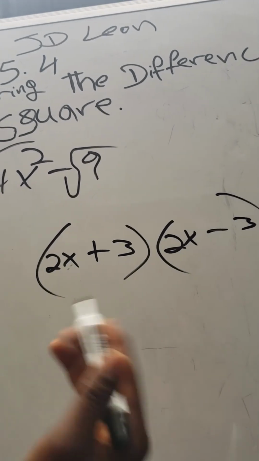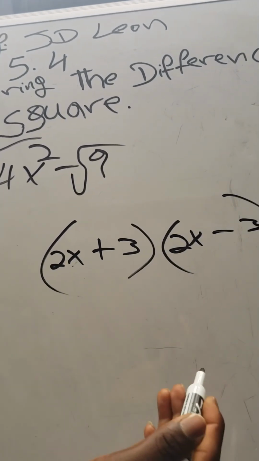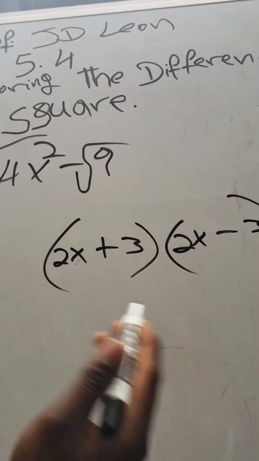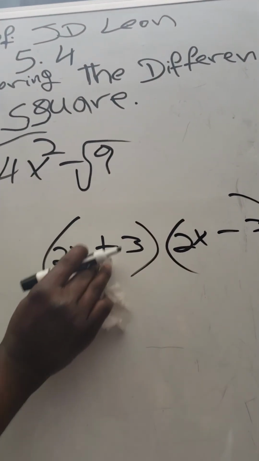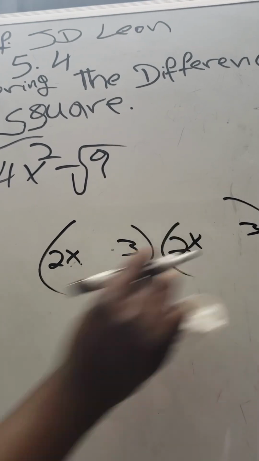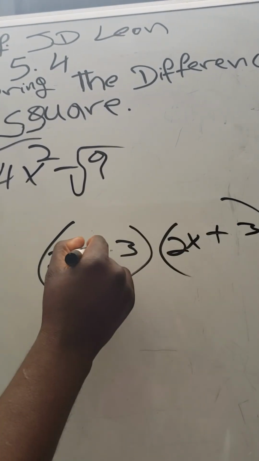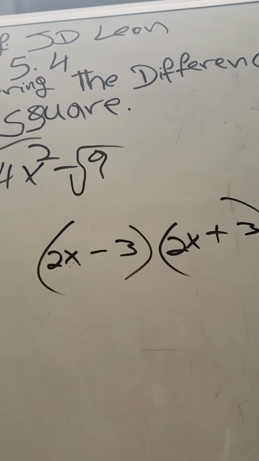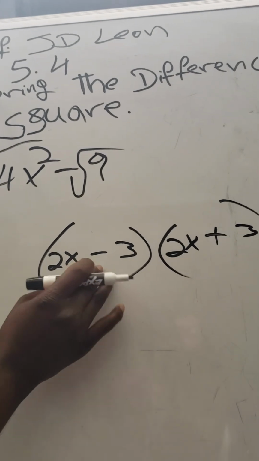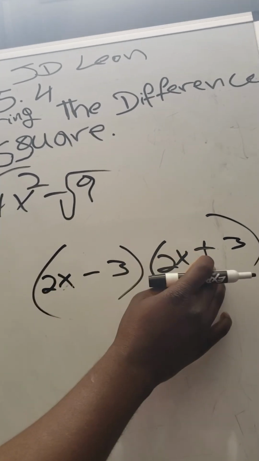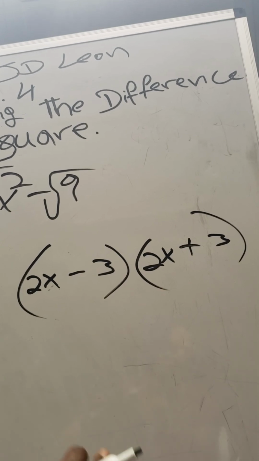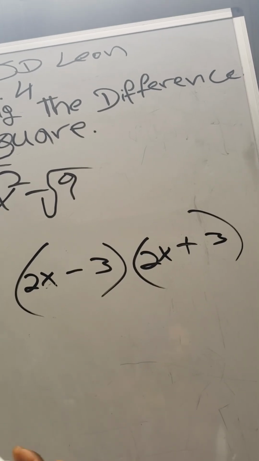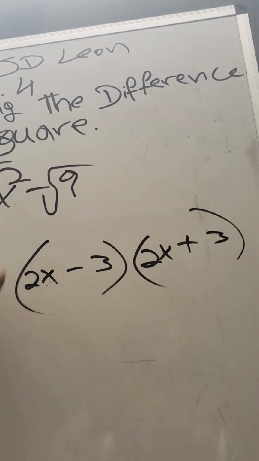Just to clarify, in case you ask the question, how do I know which parentheses I put the plus or the minus in? It doesn't matter. You could put the plus over here and the minus here. It's the same thing. All you have to know is that one of your parentheses is going to have a plus, the other one is going to have a minus. That separates those terms inside of the parentheses, and that's how you would factor a difference of two squares.